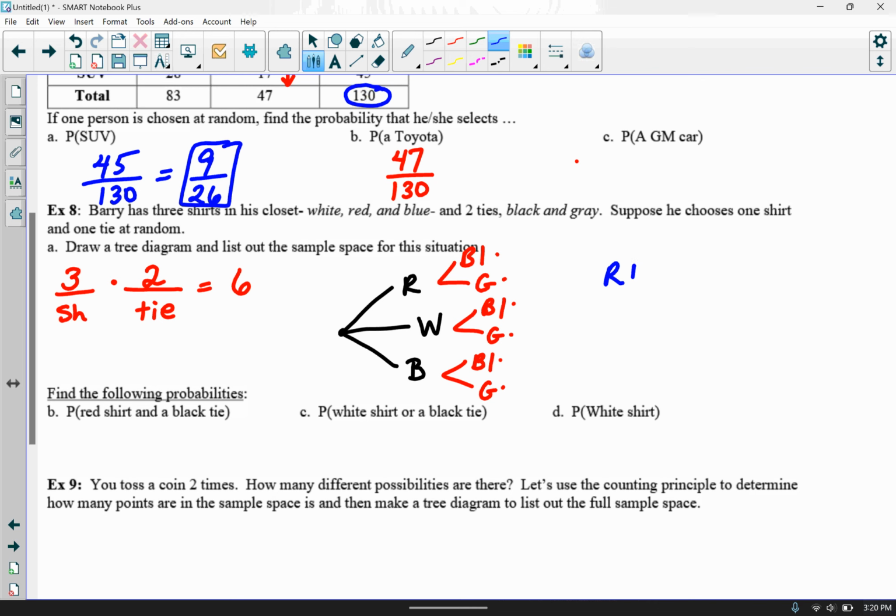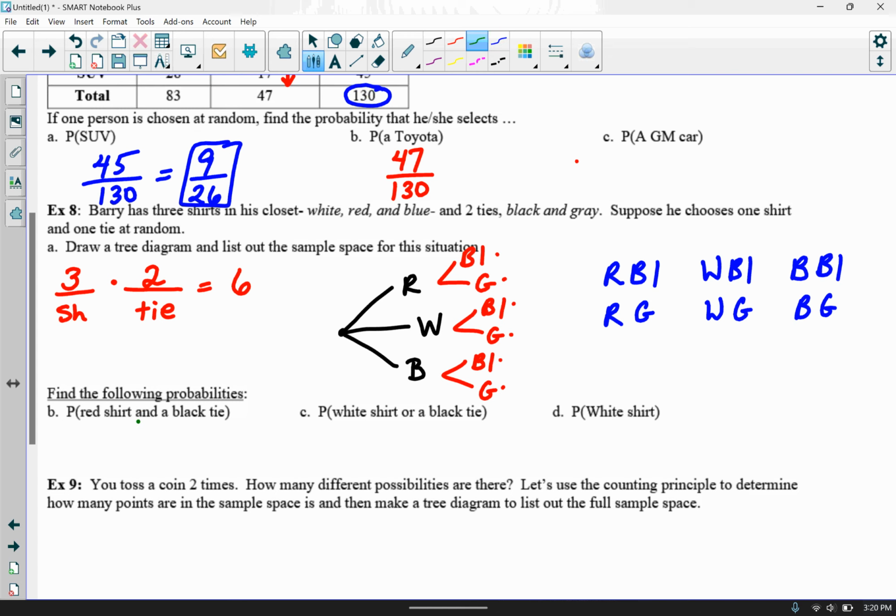I could have a red shirt, black tie, red shirt, gray tie, white shirt, black tie, white shirt, gray tie, blue shirt, black tie, blue shirt, gray tie. Okay, so those are my 6 total possibilities. All right, if you want to pause the video and try these probabilities down here below by yourself, go for it. I'm going to go ahead and do them though, and talk you through it, and then let you try example 9 solo.